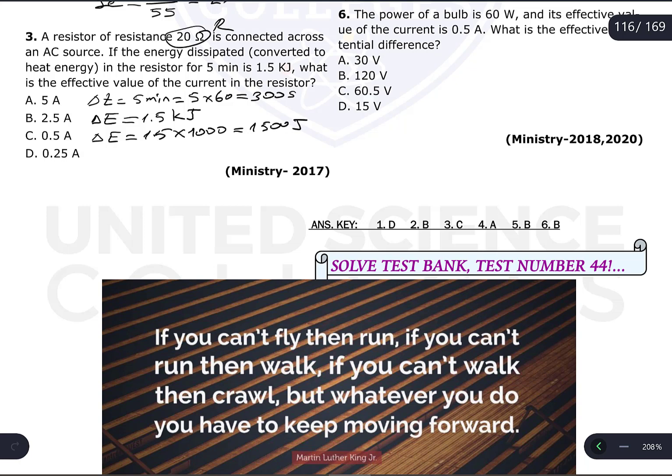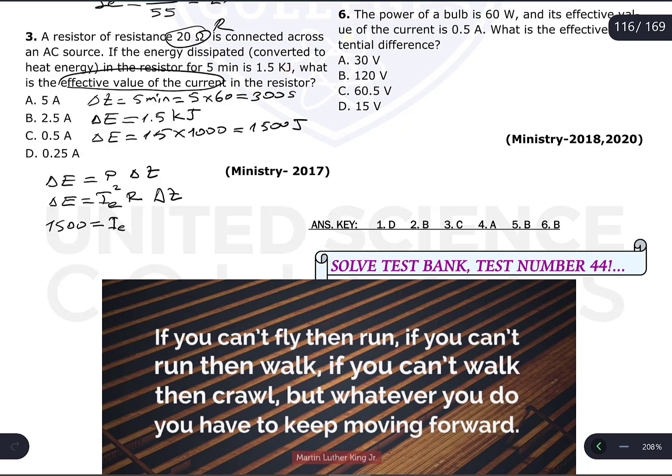So what is the effective value of the current? I am going to write the energy equation, which is power multiplied by delta T. The power must be written in terms of effective current to get the effective current, of course. Delta energy given out is equal to the power of a resistor in terms of effective current, which is I effective squared times R, multiplied by delta T. So delta E, which is the energy given out, is 1500.